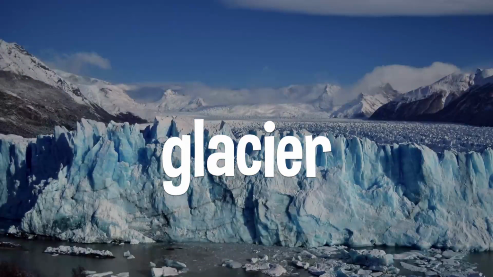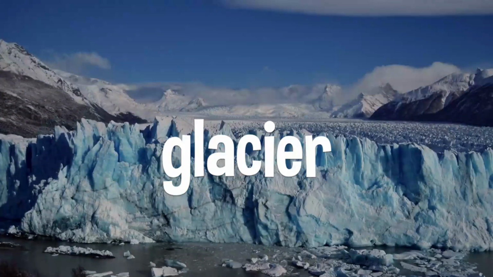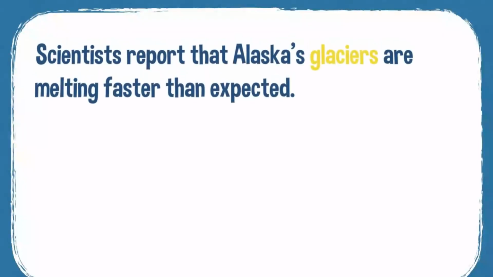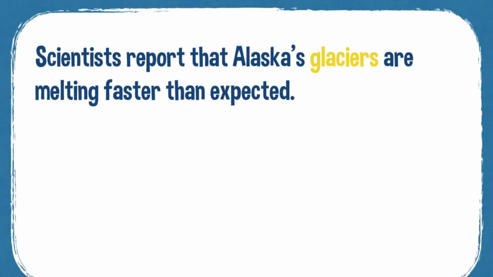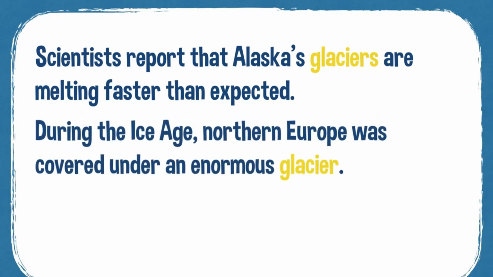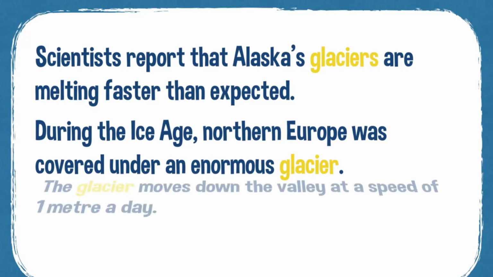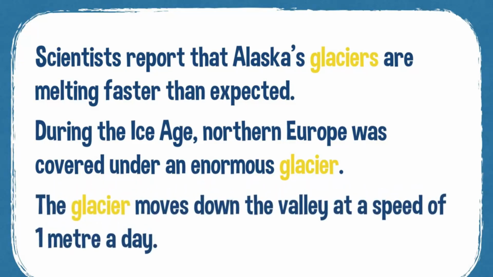The next word is glacier. Glacier. So a glacier is an extremely large mass of ice which moves very slowly, often down a mountain valley. So here's an example of a glacier. You can see the mountains in the background there. Some examples: scientists report that Alaska's glaciers are melting faster than expected. During the Ice Age, Northern Europe was covered under an enormous glacier. The glacier moves down the valley at a speed of 1 meter a day.